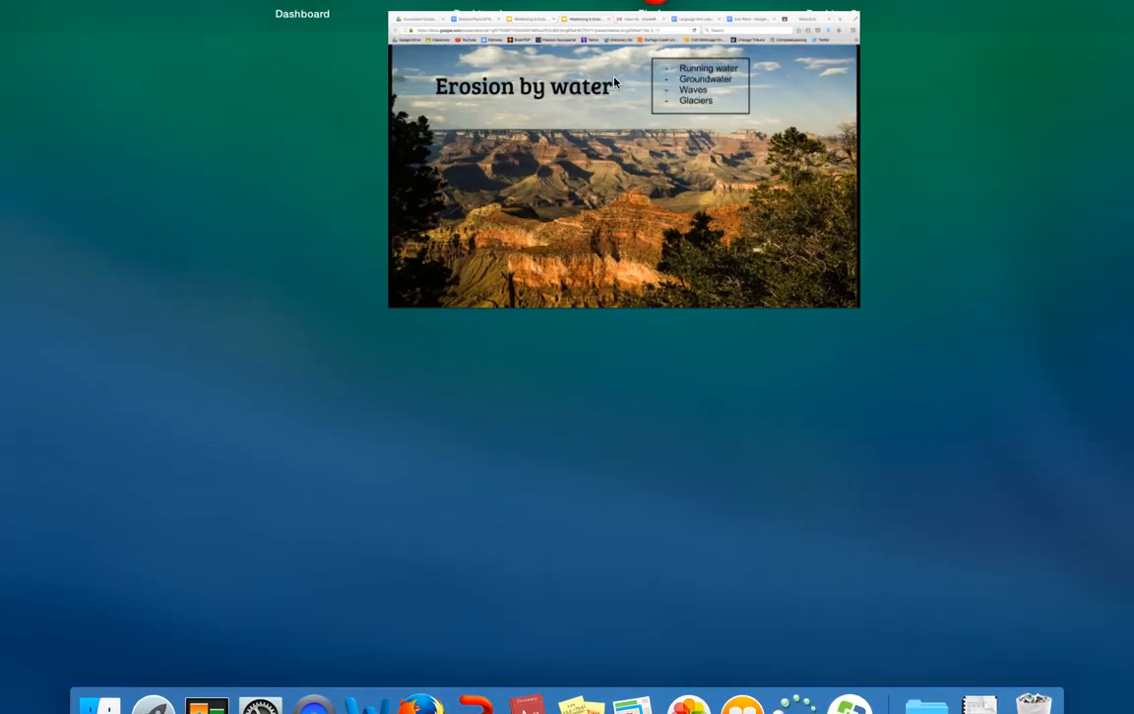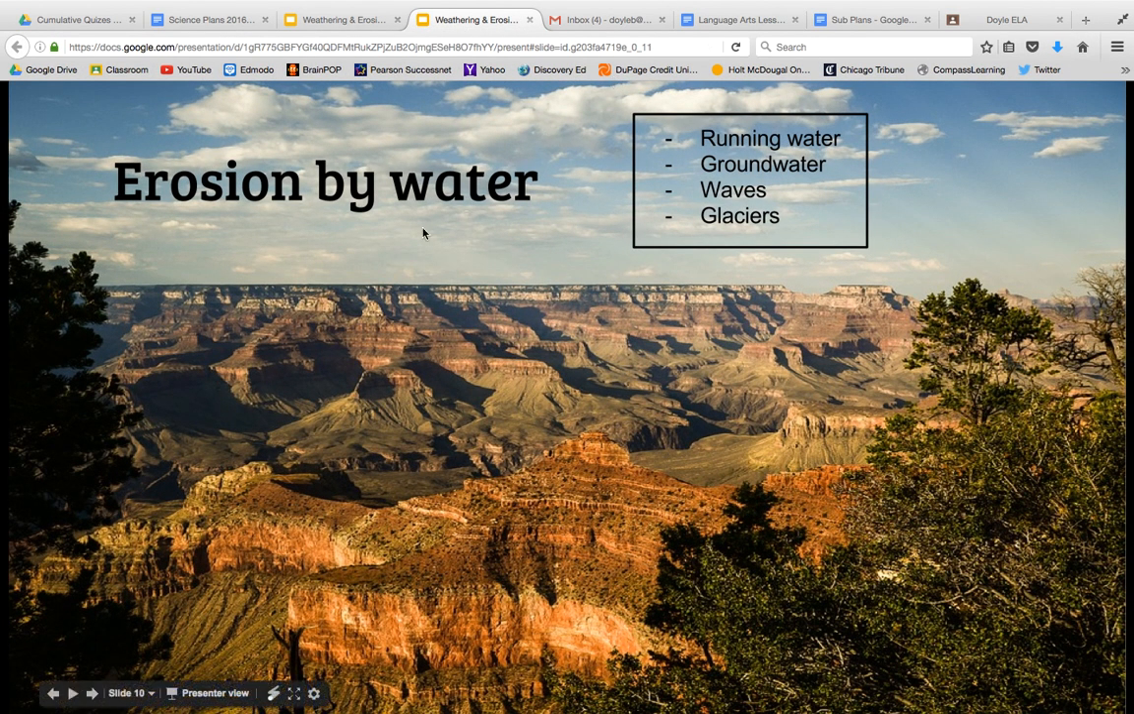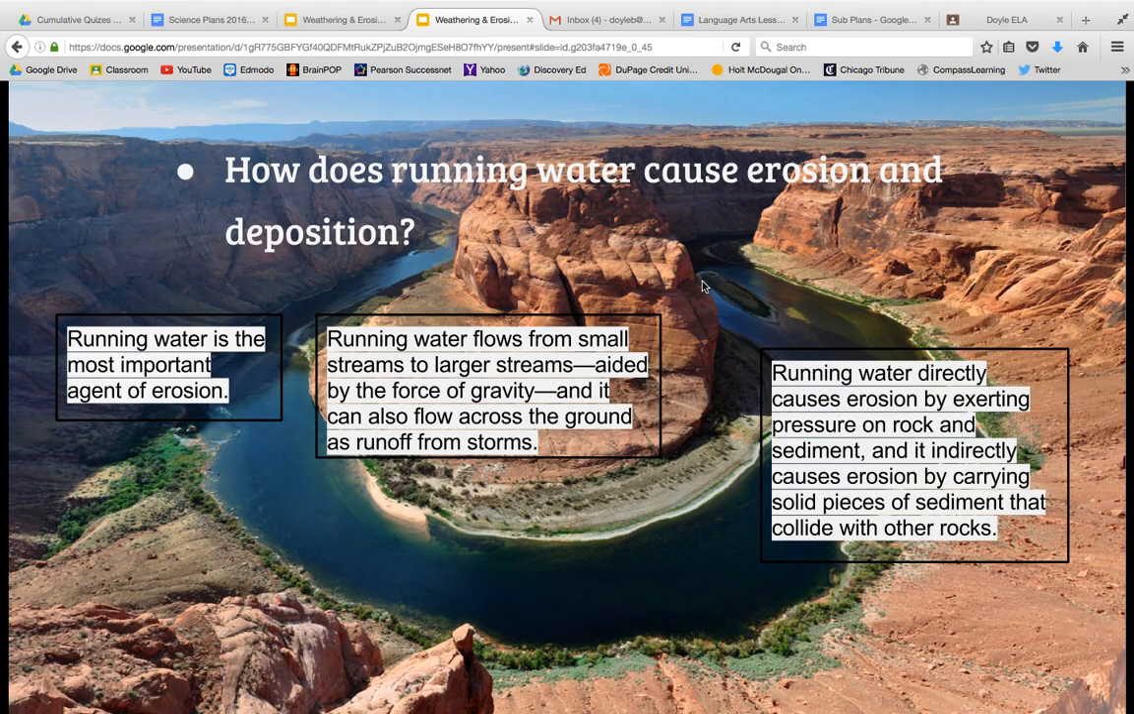We're going to take a look at erosion by water. So we know that erosion is when the sediments, broken little pieces of rock, get carried away and deposited somewhere else. That's erosion. And water is a main source of erosion. Four things we'll talk about today are erosion by running water, by groundwater, by waves, and by glaciers. So first, running water.